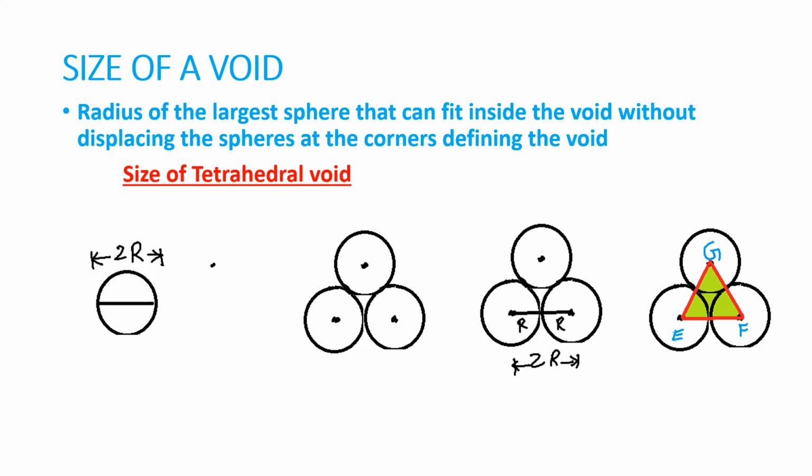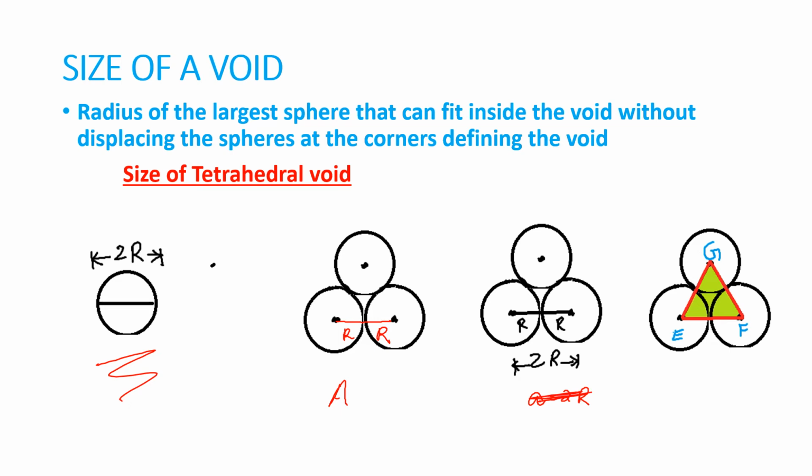So we are going to find the size of a tetrahedral void first. You can see an atom of size 2r. The formation of a tetrahedral void is explained in more detail here. You can see the first layer, each of radius r, so the distance between them is equal to 2r. We generally call this a. Here a is 2 times r.